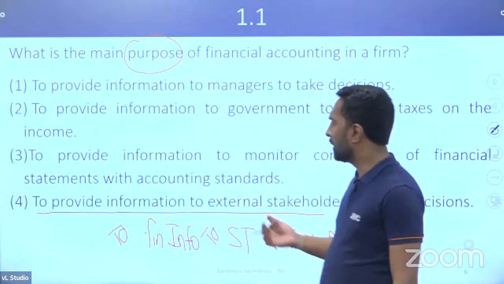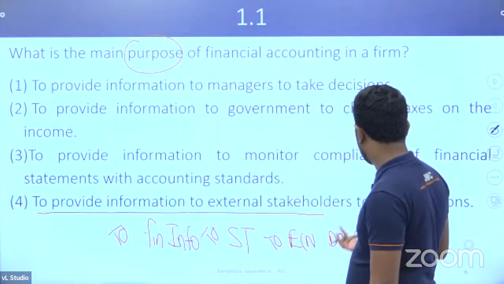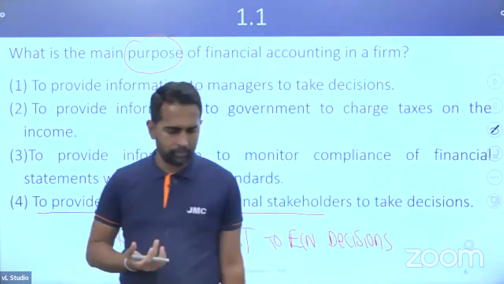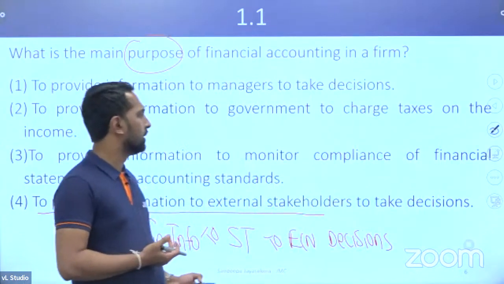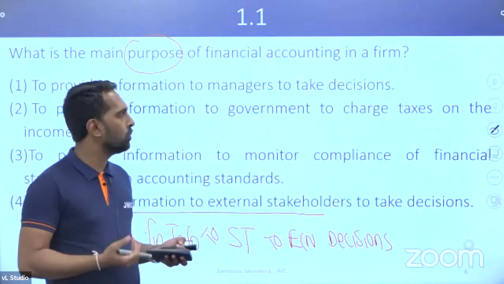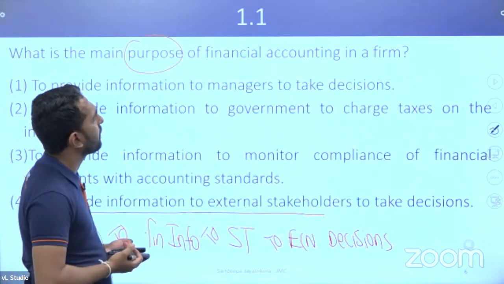So the first one, the correct answer is the 4th answer, to provide information to the external stakeholders for them to take decisions. So more likely one, na? Right? Okay. I hope you all are with me. So I'll gradually move on to the next question, na?